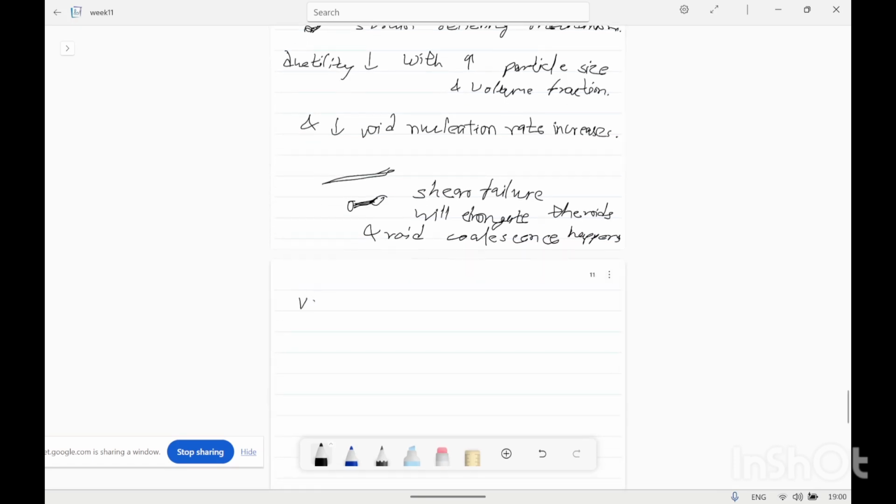So the void height will be decided by the intervoid spacing. If the intervoid spacing is large, the final void height will be less, and if the intervoid spacing is less, it will lead to an increased void height.